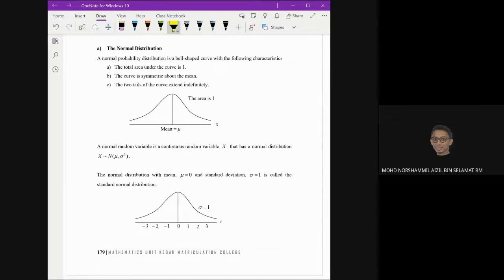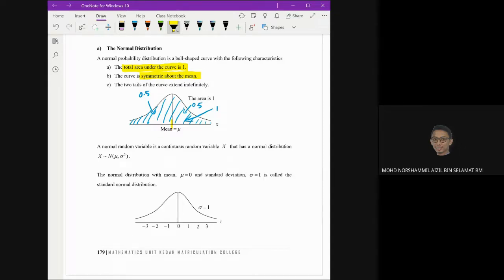You need to understand that the total area under the curve is 1. So what does it mean? This is the curve. So the total area here will be 1. Maksudnya one side 0.5 and another side as well will be 0.5. Kenapa? Because it is symmetrical about the mean. Maksudnya tengah-tengah ni mean guys. Sebelah kiri 0.5, sebelah kanan 0.5. Dia takkan ada yang skewed to the left or right.